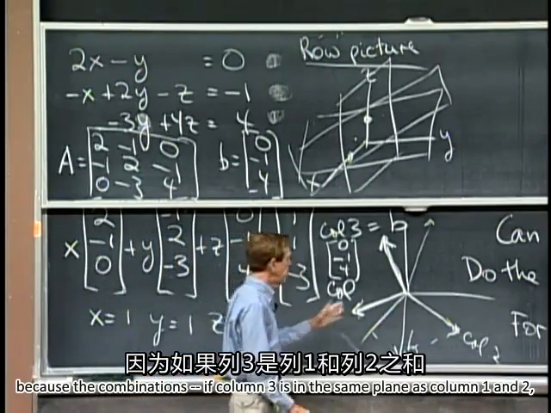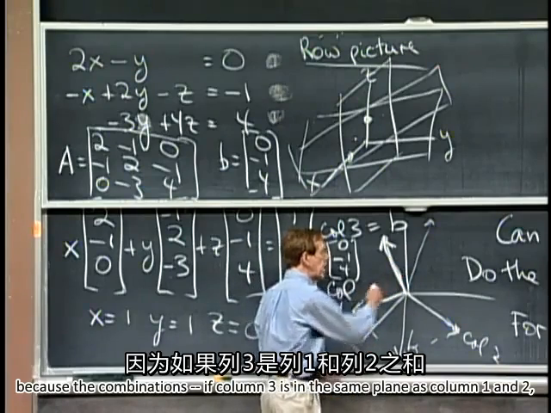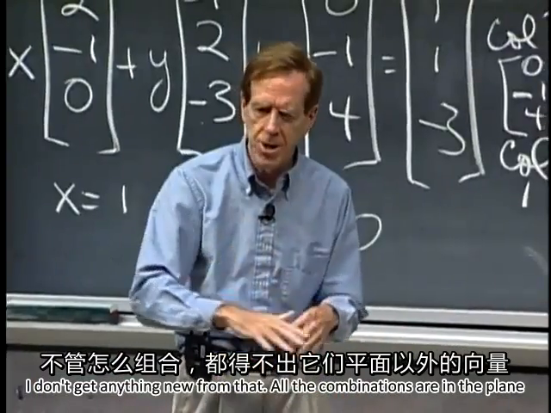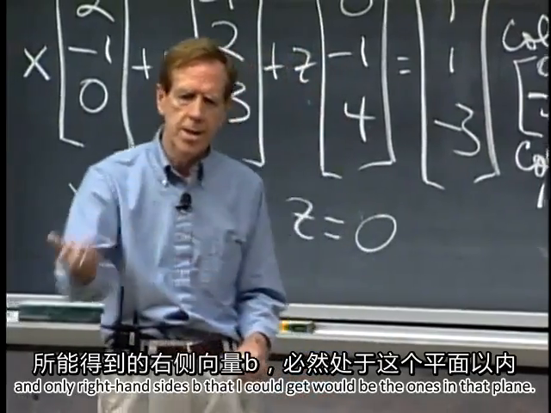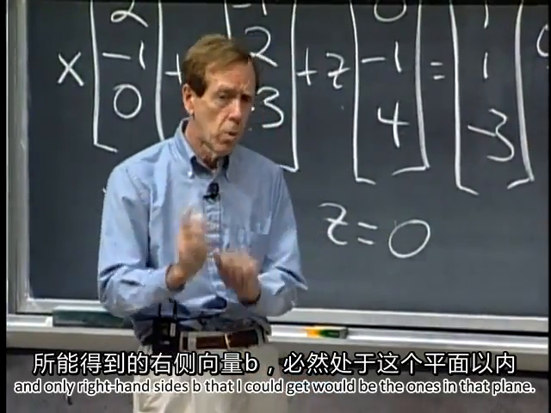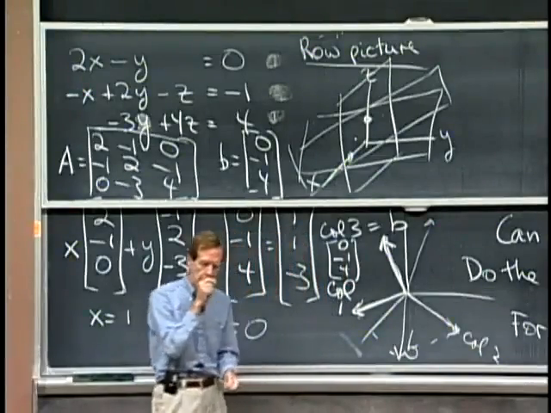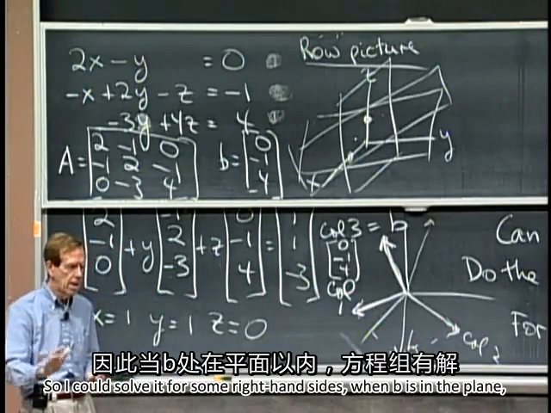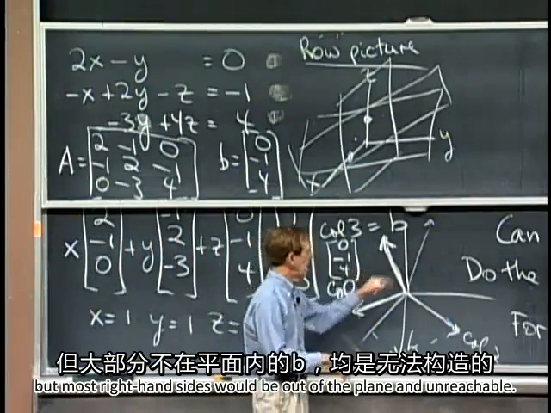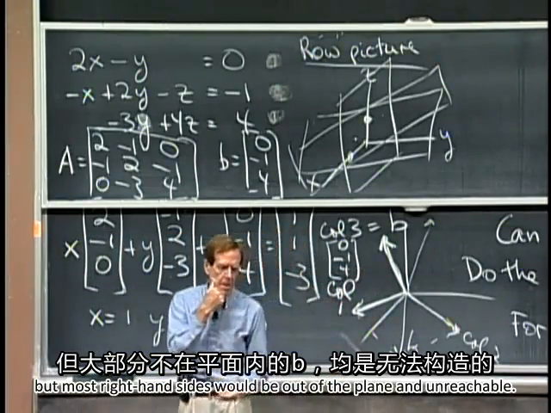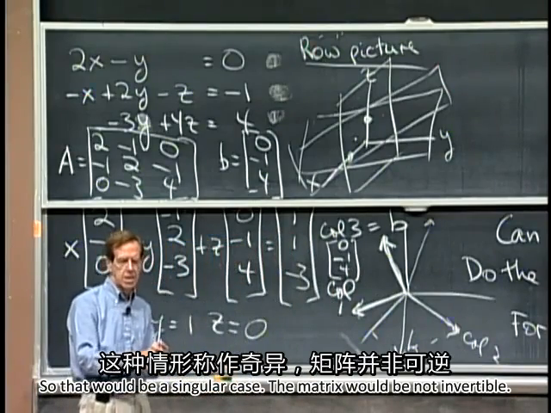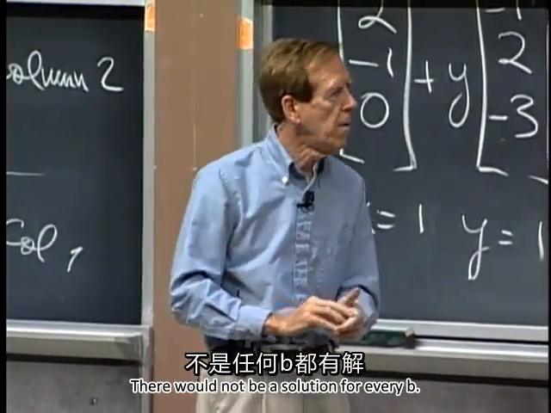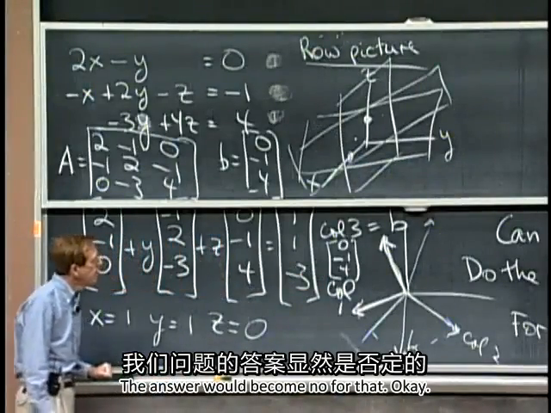Because if column 3 is in the same plane as columns 1 and 2, I don't get anything new from that. All the combinations are in the plane, and the only right-hand sides B that I could get would be the ones in that plane. So I could solve it for some right-hand sides, when B is in the plane, but most right-hand sides would be out of the plane and unreachable. So that would be a singular case. The matrix would not be invertible. There would not be a solution for every B. The answer would become no for that. Okay.